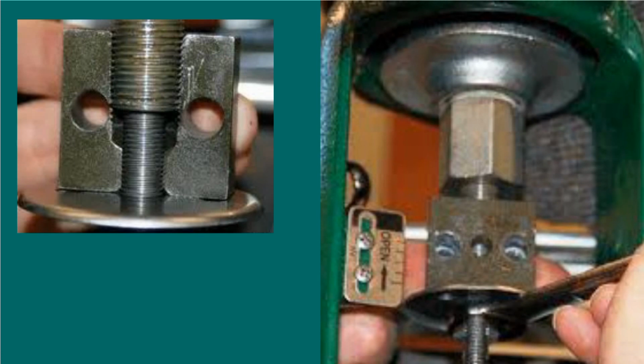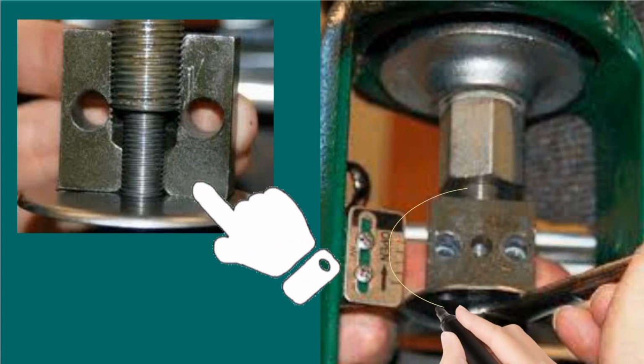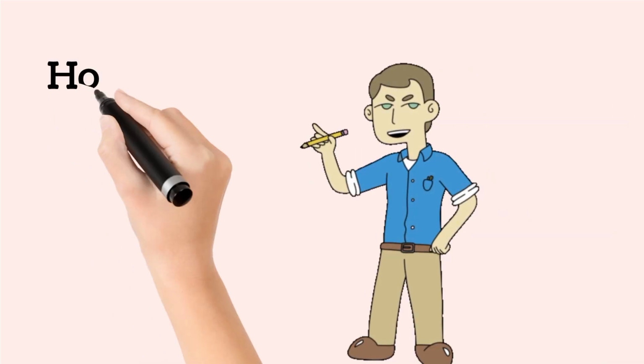Here in these images, coupling is shown. By the hand arrow you can see the half part of coupling, and by the circle you can see the full part of coupling. I think the coupling is also clear to you. Now come to the next question.